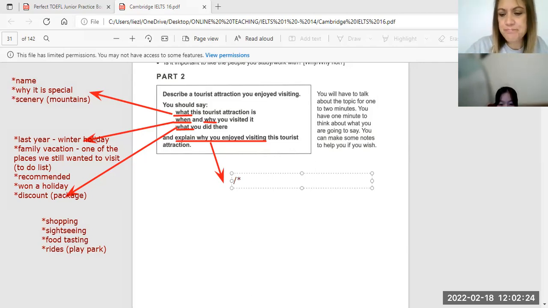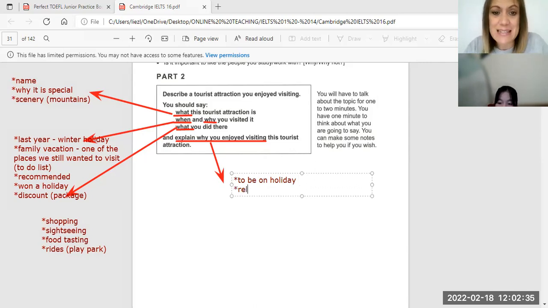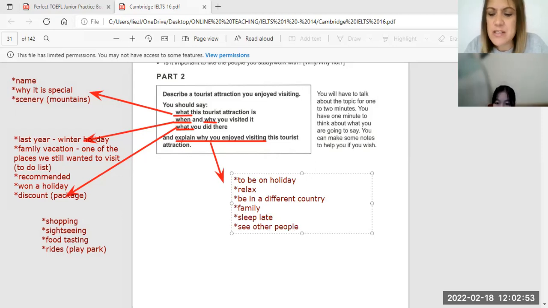Okay. To be on holiday. Why do you enjoy it? To be on holiday, to relax, to be in a different country, to be with my family, to sleep late, to see other people. Lots of reasons why. Different activities. The shopping was nice.